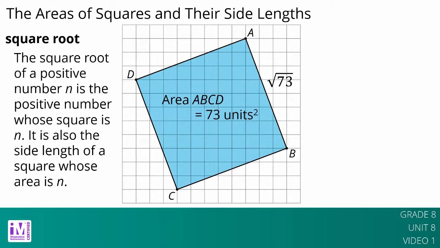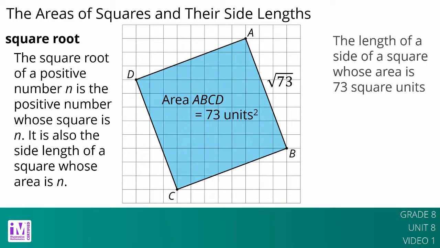Here we say the length of the side of a square whose area is 73 square units is the square root of 73 units. This means that the square root of 73 squared equals 73, since you can square the side of a square to calculate the area.